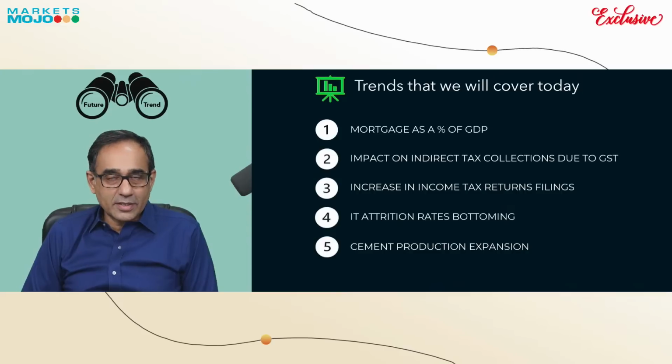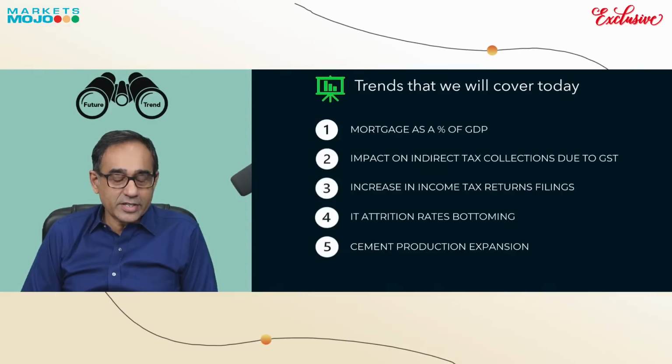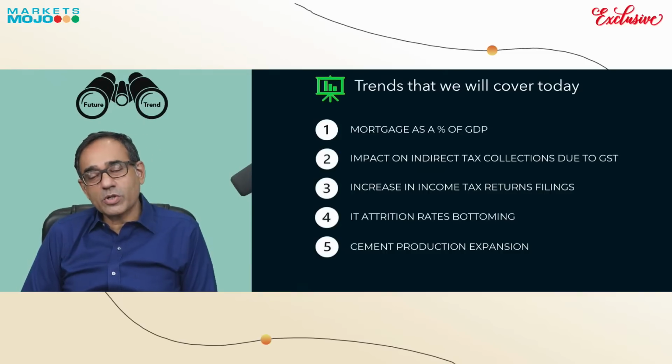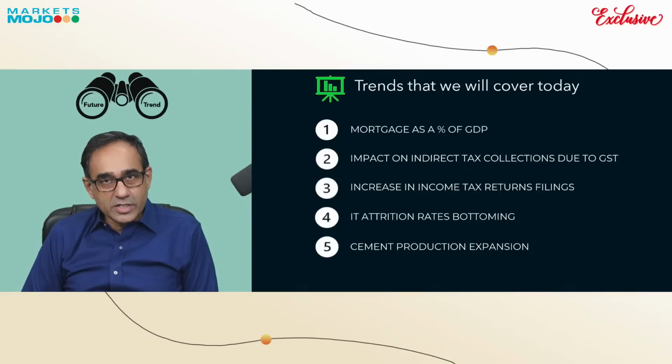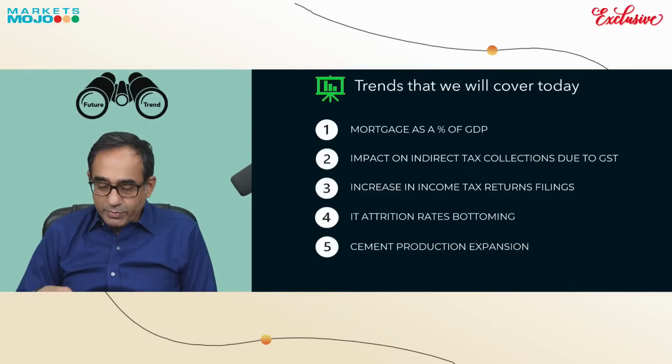In the last 1 month, the result season started, somewhere around the same time last month. And in the last 1 month, the IT companies have done extremely well. If you look at the Nifty IT index, it has done extremely well. One of the reasons they did well is the attrition rate, so we are looking at the attrition rate. And the cement production, what is happening? Why am I talking about cement production? Purely because Sanghi was recently acquired by the Adani Group. And what does this actually mean from the investment point of view?